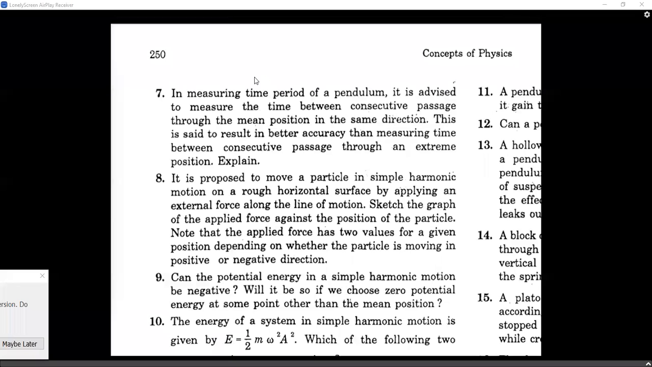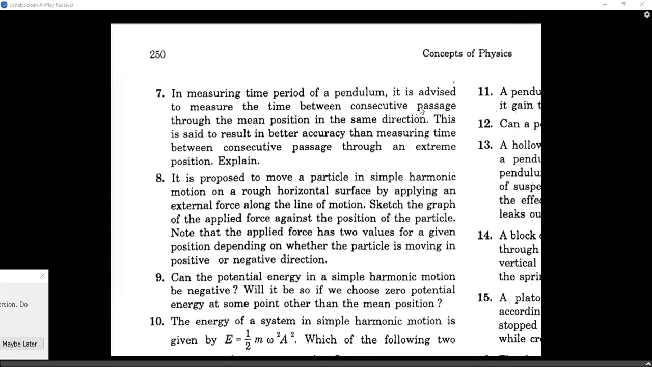In measuring the time period, it is advised to measure the time between passes through the mean position. He is saying it is better to take the time period between passes through the mean position than between the extreme positions, like taking the time from extreme to extreme. Is it better, or is it better to take the mean position? One student says it is better at the extreme, but the question says it is the opposite way, right?